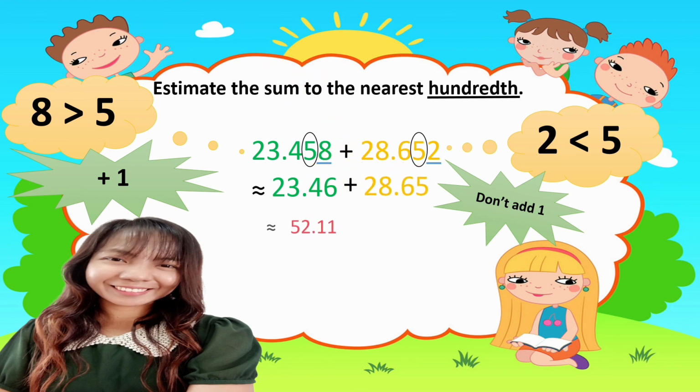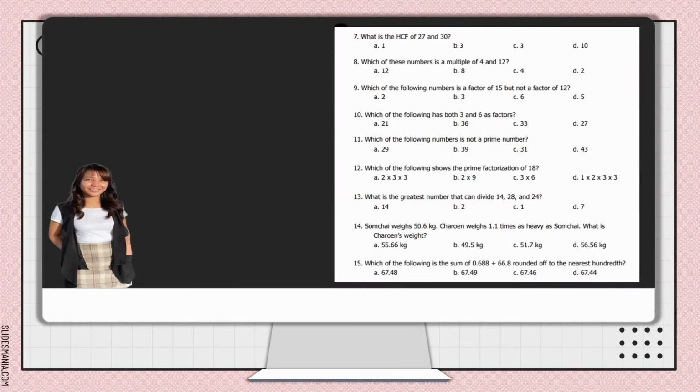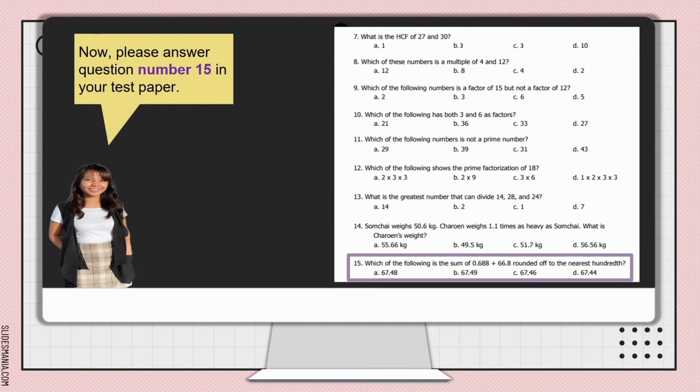And then sum it up. So 23.46 plus 28.65, when you add them, is approximately equal to 52.11. So this is an example for question number 15. Now please answer question number 15.